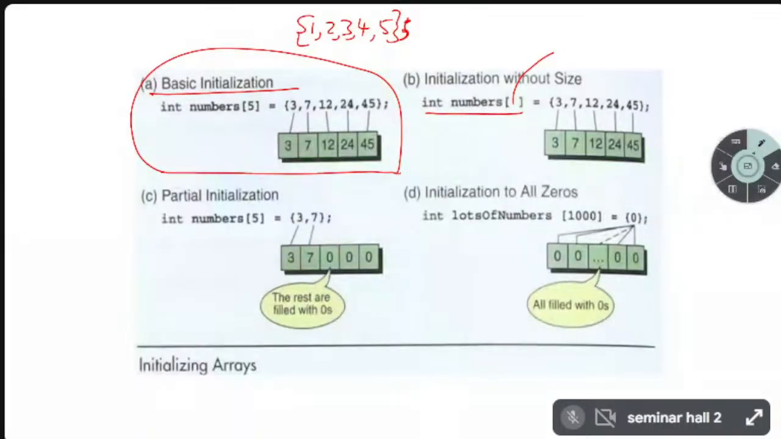Then what about this third example? Partial initialization. What do you mean by partial initialization? The array size is 5.